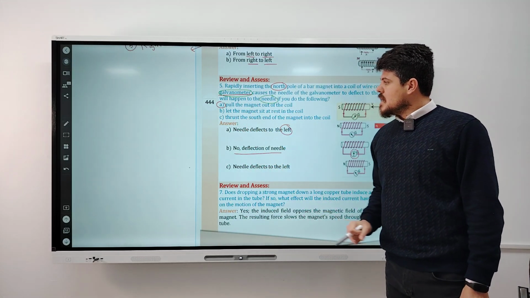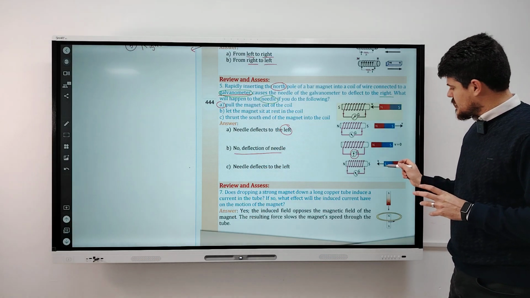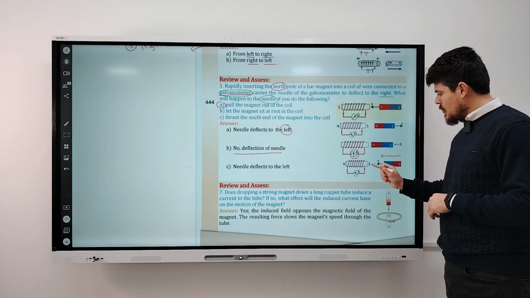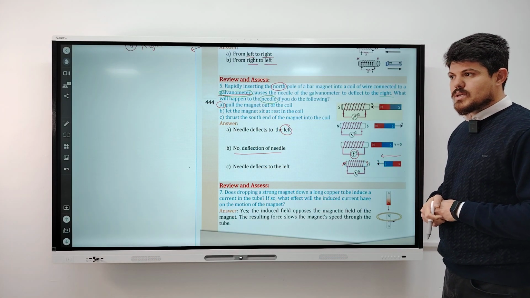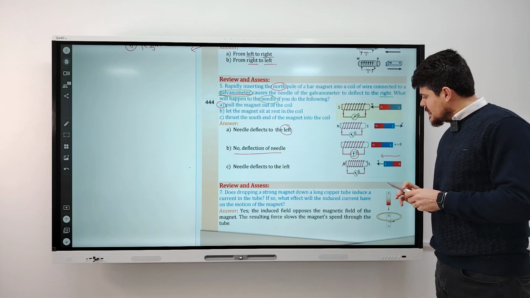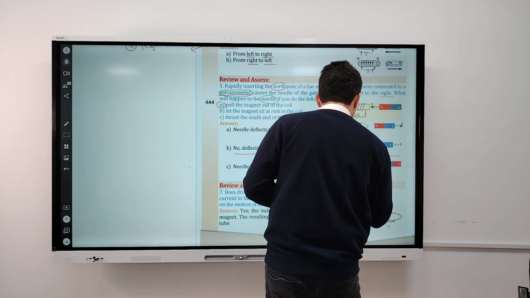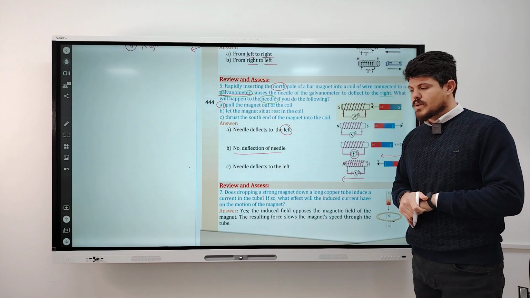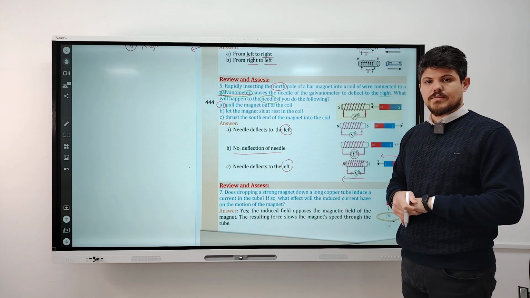For branch C, thrust the south end of the magnet into the coil. In that case, when we approach the south pole, this end becomes south and this end is north. By using the right hand rule, the direction of the current is upward. The needle of the galvanometer is deflected to the left. Deflected to where? To the left.